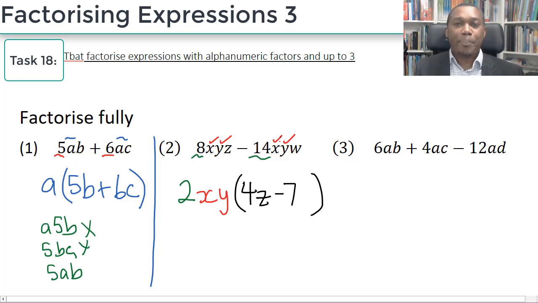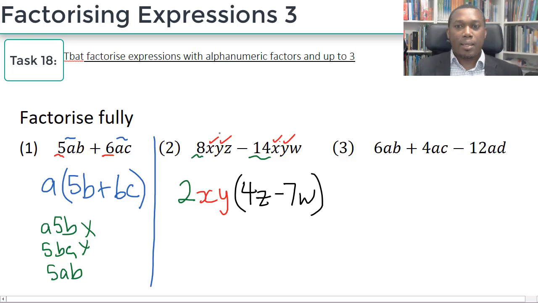And I go through the same process, comparing the letters to see if I need to put in another letter. I have the X, tick, tick. I have the Y, yes. W is missing. W goes inside the bracket. If I was to multiply out, 4 2s are 8, XYZ, 8XYZ. 2 times minus 7 is minus 14, XWY, XWY. I've made my check, I'm happy.